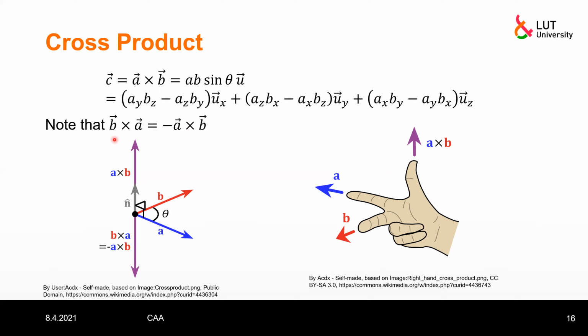Firstly, note that it's not commutative: the cross product of B times A is equal to minus A times B. And how to define U? It's defined by using the so-called right hand rule. For example, if your index finger is along A and your middle finger is along B, then your thumb, in the direction perpendicular to those two, tells you the direction of the cross product.